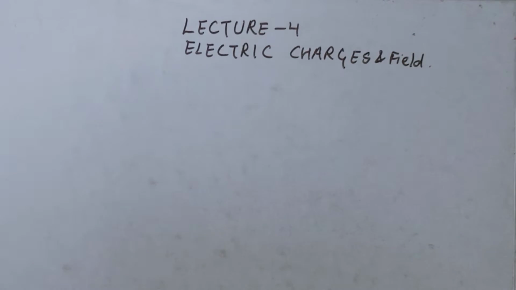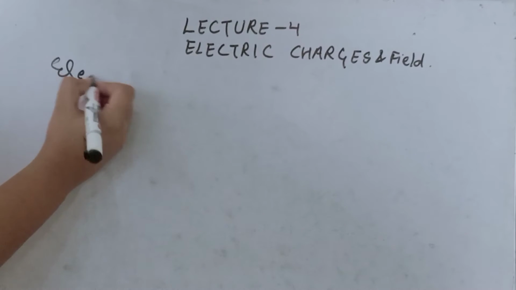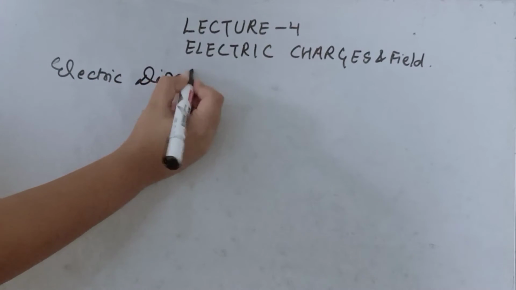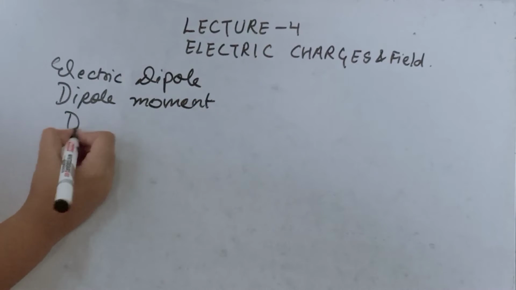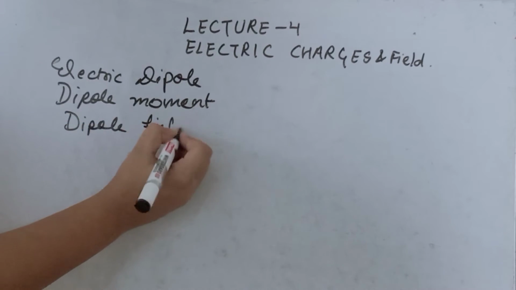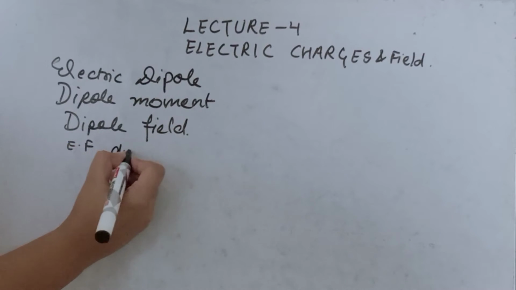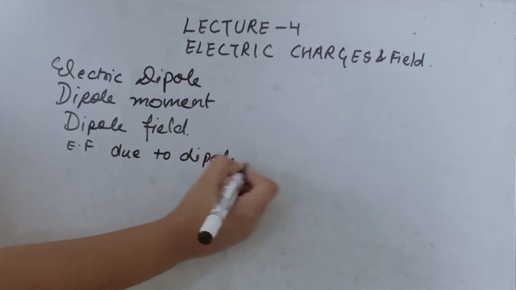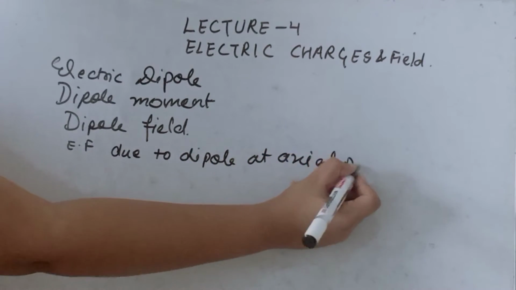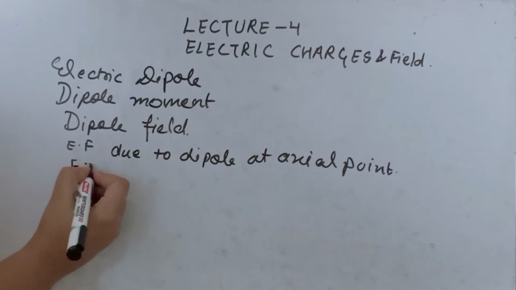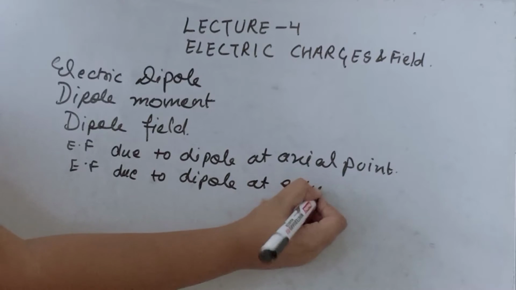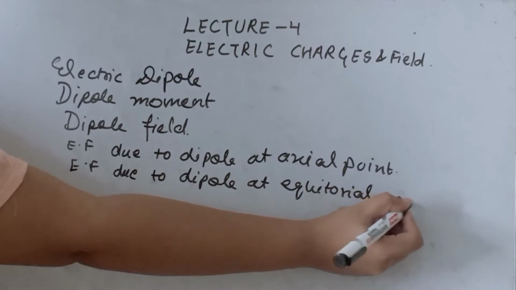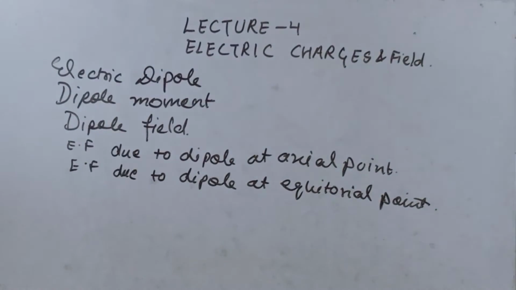Here I'm back with lecture number 4 on electric charges and field, and the topics which I would be covering today are electric dipole, dipole moment, dipole field, electric field due to dipole at axial point, electric field due to dipole at equatorial point. Okay, so let's start.